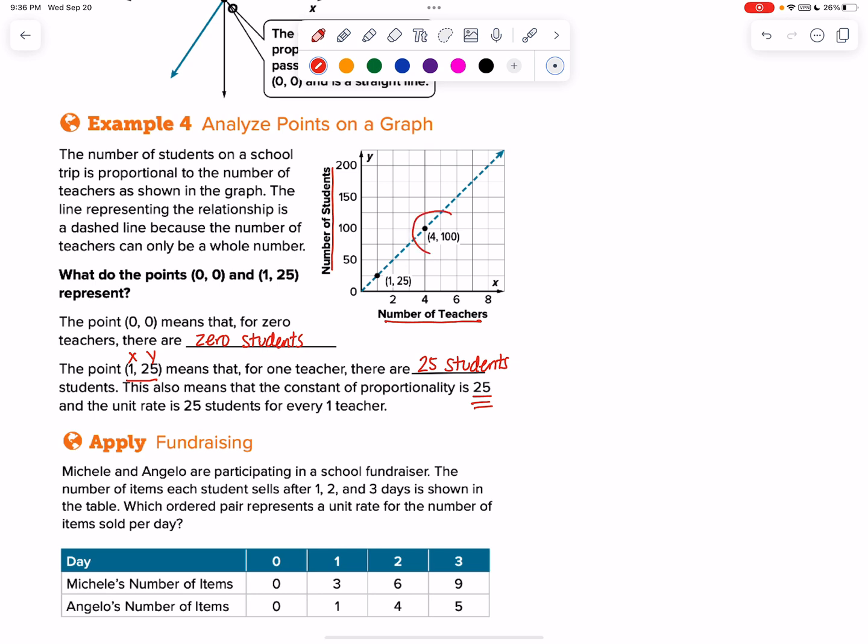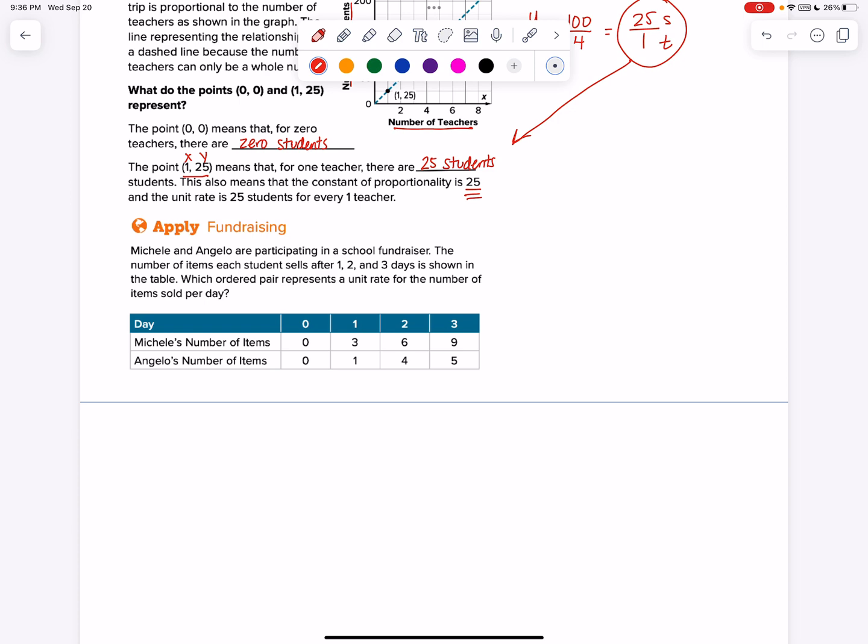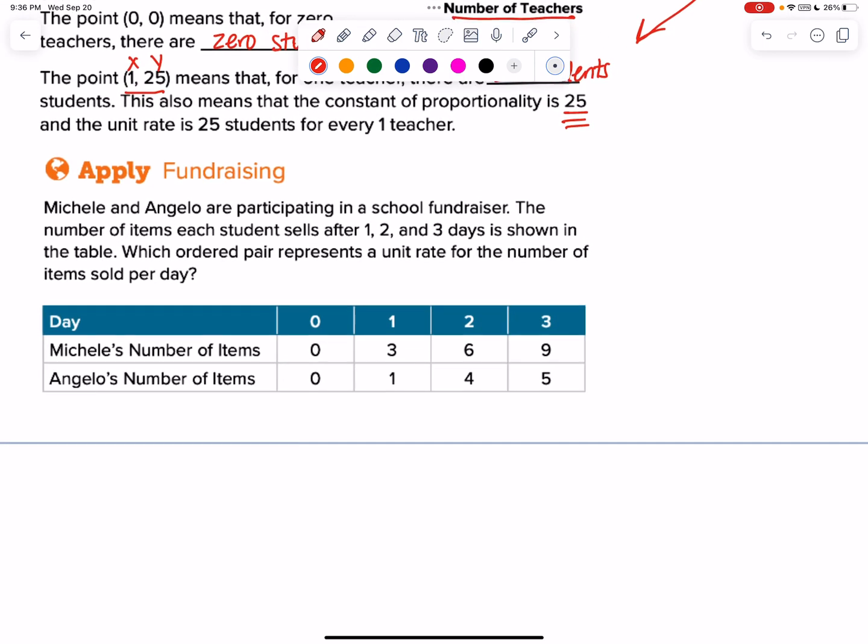Because remember we could take this x and y, and what's that formula? y over x, or 100 divided by 4, and that's going to equal 25 per 1. So 25 students per 1 teacher. So we can see it equals the same unit rate. Okay. All right, let's go ahead and do your apply here, and that'll be it for these notes.